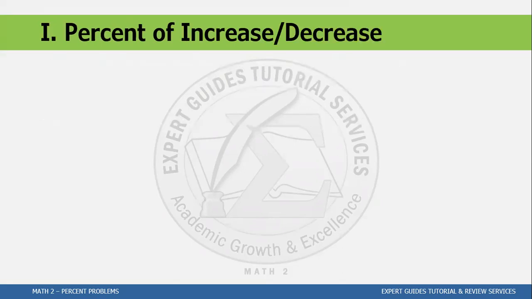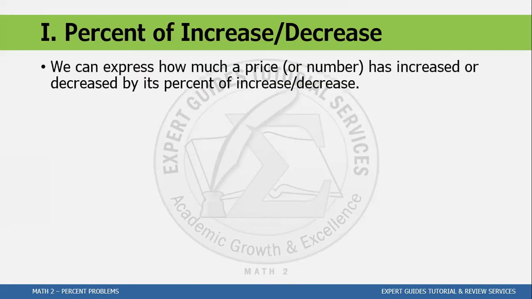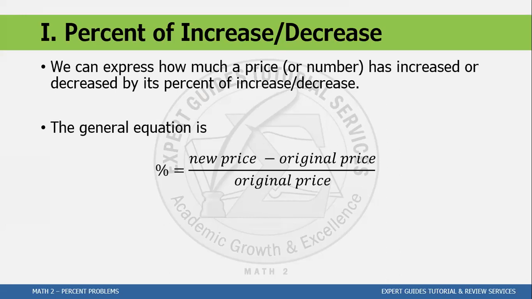The first one is the percent of increase slash decrease. When you have a price or a number or an amount, you can describe its change in value using the percent of increase slash decrease. And the equation that we use to calculate this is as follows. So the percent of increase or decrease is equal to the new price minus original price all over original price.